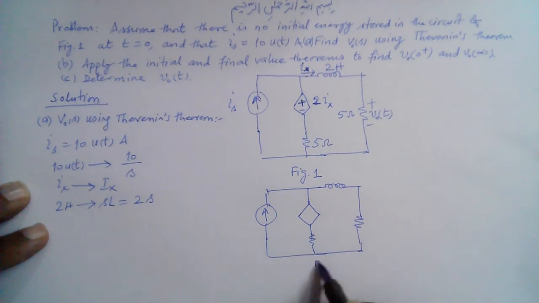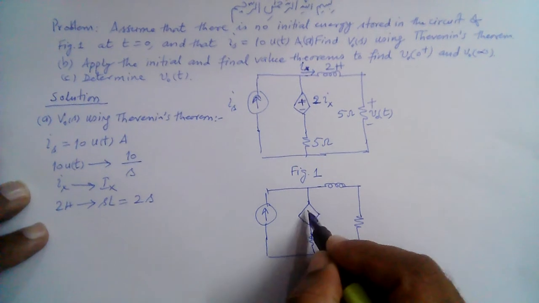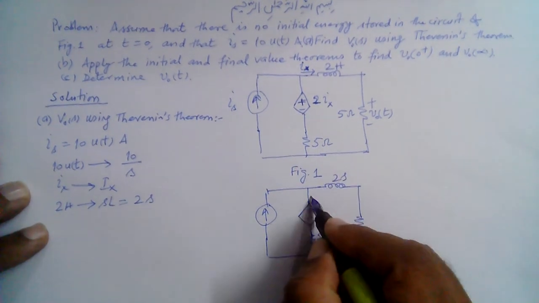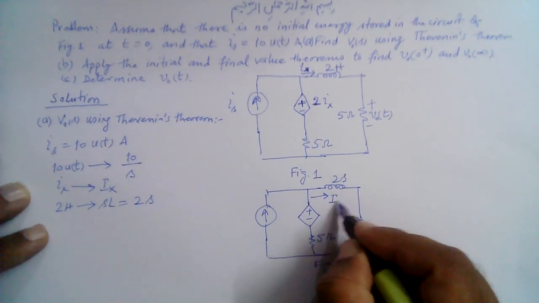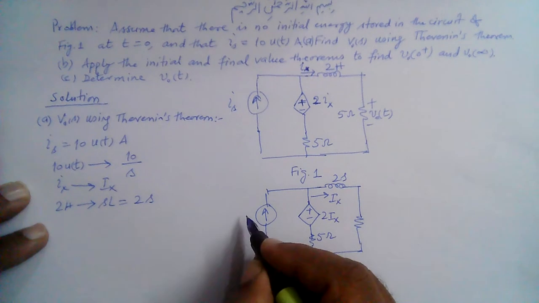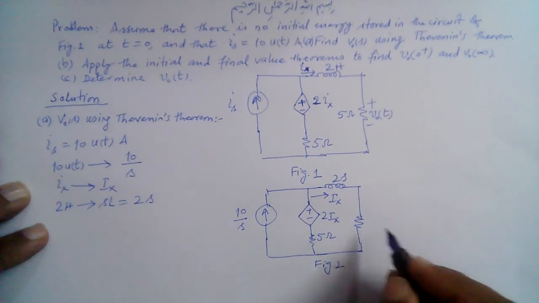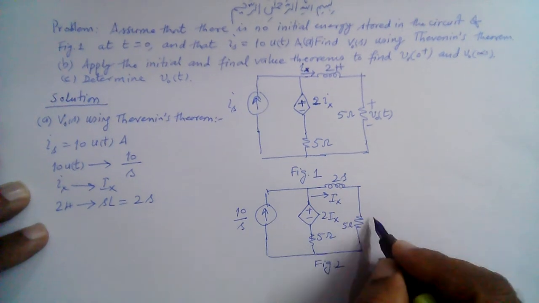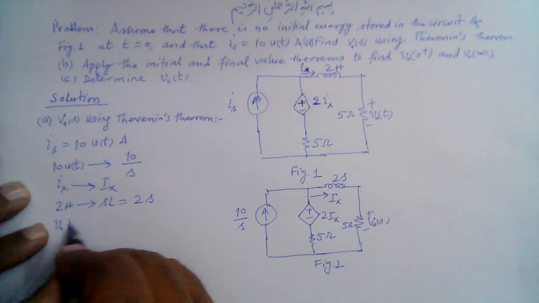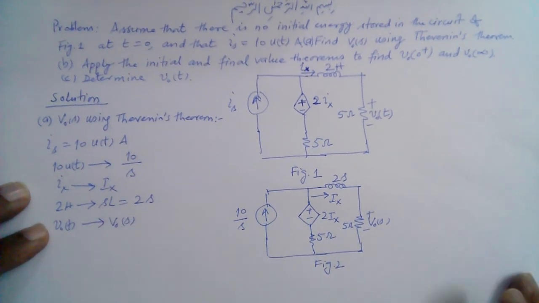Let's call this fig 2. This is 5 ohm and this is 2S now. This current is Ix and this is then 2Ix. This is 10 over S and this is 5 ohm and this is V naught S now, right? So V naught T becomes V naught S in the frequency domain.